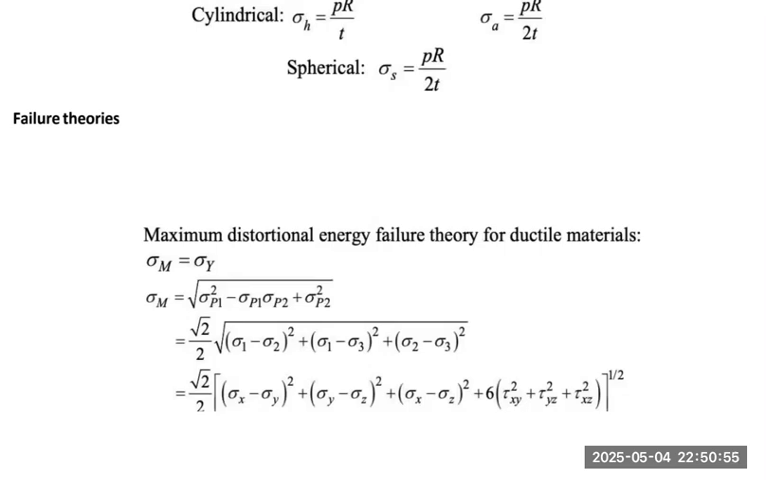The maximum distortional energy failure theory for ductile materials says that the yield strength is equal to the von Mises stress, and the von Mises stress can be calculated by the square root of principal stress 1 squared minus principal stress 1 times principal stress 2 plus principal stress 2 squared.